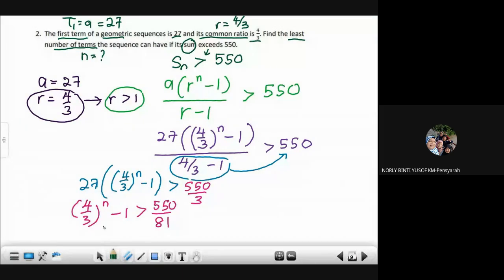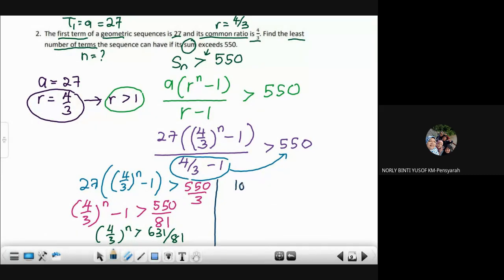Okay, lepas tu sama 4/3 kuasa N tolak 1 bawa ke kanan jadi tambah. So 550/81 tambah 1, you dapat 631/81 plus 1. Okay, so nampaklah indeks kat sini. So samalah macam tadi kan. Tak boleh nak fikir 631 4 kuasa berapa, 81 3 kuasa berapa. Tak nak buat yang tu. So log 10 both side. Lagi mudah lah. Jadi kita tak adalah try and error kan.